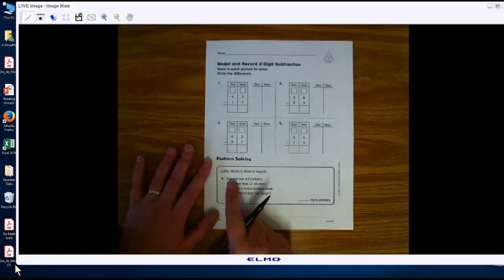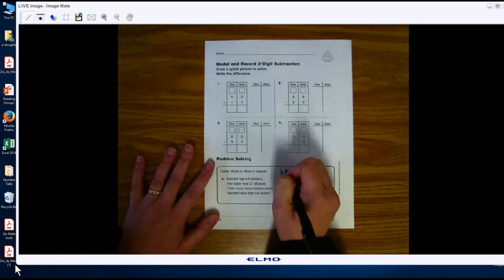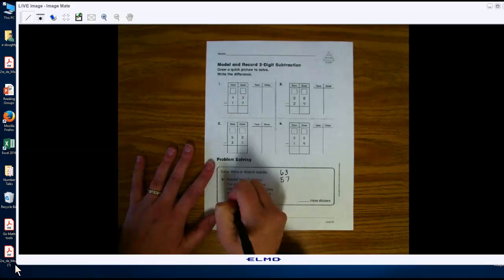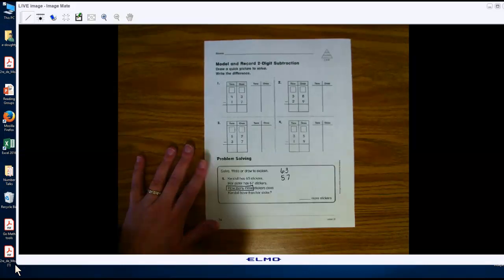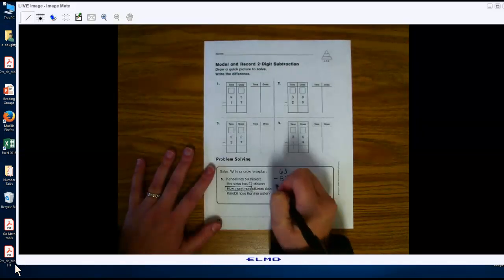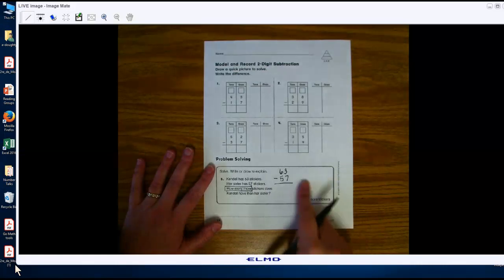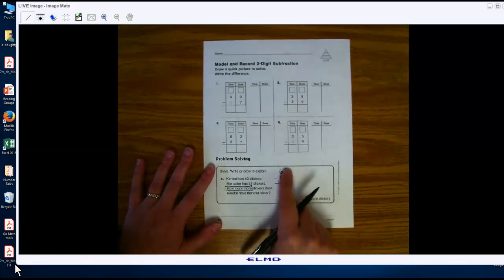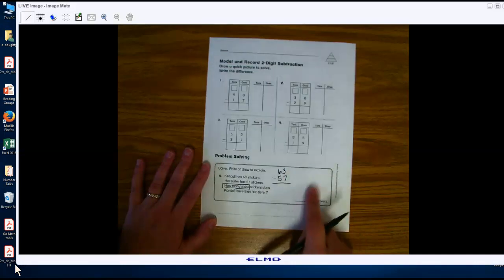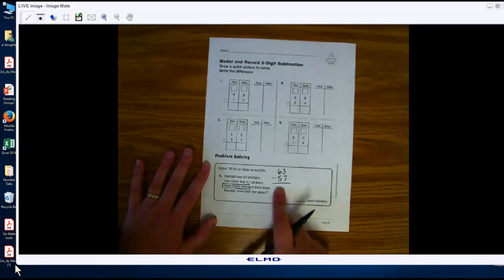And then down here it says Kendall has 63 stickers. Her sister has 57. How many more? Do you remember what we do when it says how many more stickers does Kendall have than her sister? How many more is a clue that we need to subtract. So you're going to draw it out, and you're going to take away. Turn this into 13 ones and this into 5 ones. Show me your work on this, and show me the drawing. The drawing and the answer have to match. And then put the answer right here.